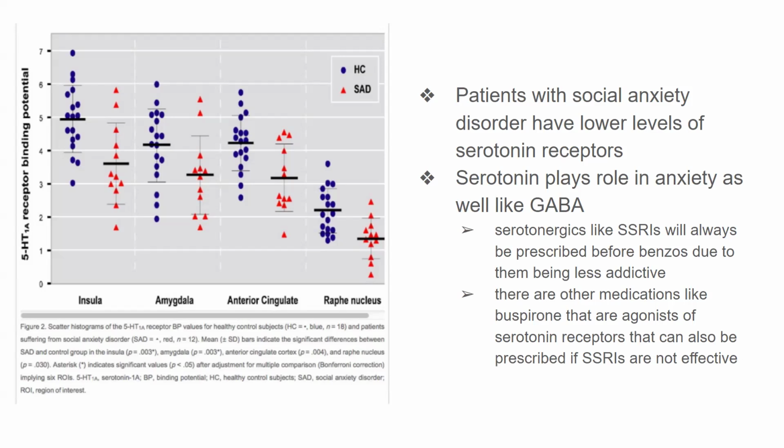Yeah, we have this role of GABA. We have benzos that modulate GABA dysregulation in patients with anxiety, and then we have serotonin medications like buspirone that can also help modulate the serotonin dysregulation that we see in social anxiety.